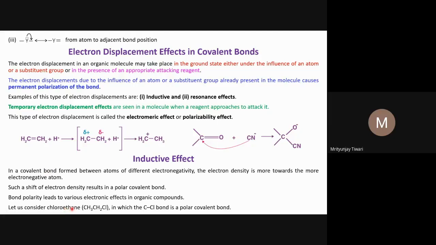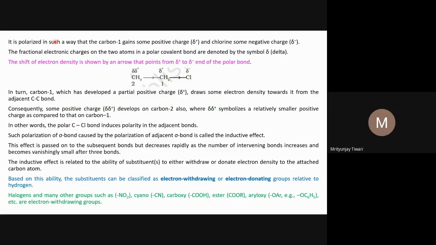So let us now consider the example of chloroethane, CH3CH2Cl, in which the C-Cl bond is a polar covalent bond. In this species, the carbon-chlorine bond is polar covalent because of the difference in electronegativity between chlorine and carbon. It is polarized in such a way that the carbon gains some positive charge, delta plus, and chlorine some negative charge. So chlorine is more electronegative.